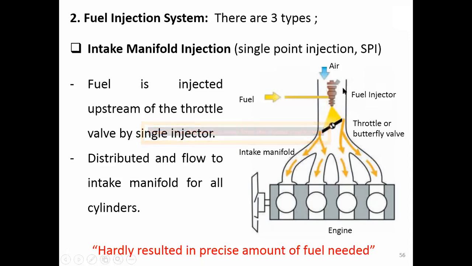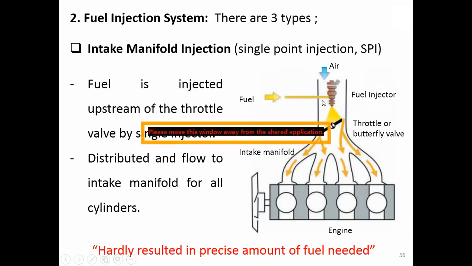So by doing this, the result is you will not get a precise amount of the fuel needed, because everything depends on one fuel injector. Everything depends on how uniformly this shaft can distribute the same amount of the air-fuel ratio to each cylinder. So accuracy hardly happens.